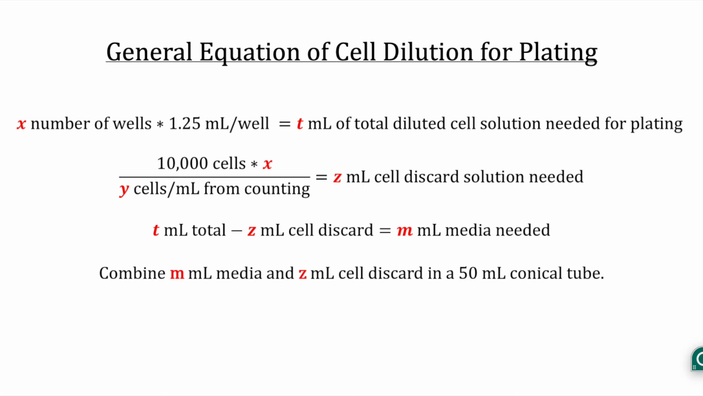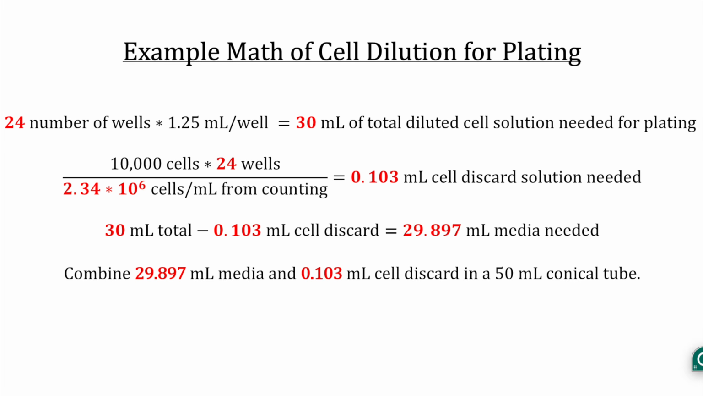This is composed of concentrated cell discard solution, which you get by multiplying the number of wells times 10,000, then you divide that by the concentration of cells per mil that you got from counting to get the concentrated cell discard solution you need. Then you take the total diluted amount and subtract from that the amount of concentrated cell discard solution to get the amount of media you need to add. Then you combine the volume of media calculated and the volume of concentrated cell discard solution in a 50 ml conical tube to get your diluted cell solution for plating.